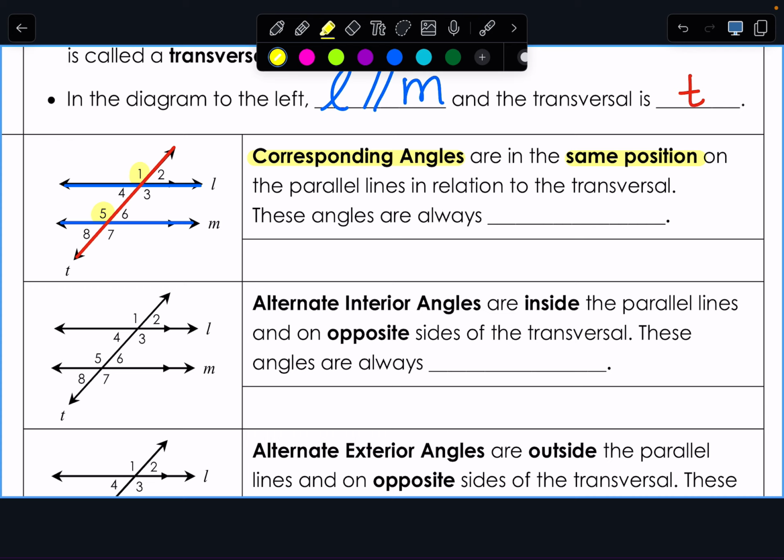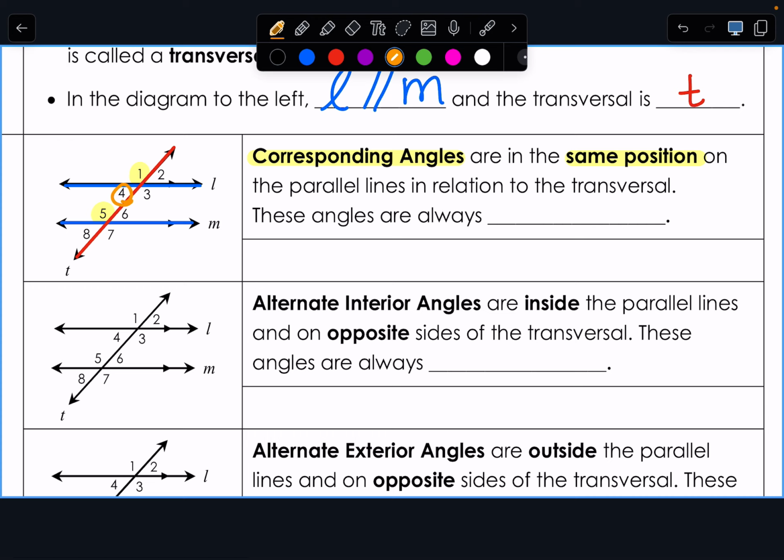Okay? Please do not highlight this. I am just going to circle angle 2. Which angle is in the corresponding position to angle 2? Angle 6. They're in the same place. Don't highlight this. If I circle angle 4, which angle corresponds with 4?